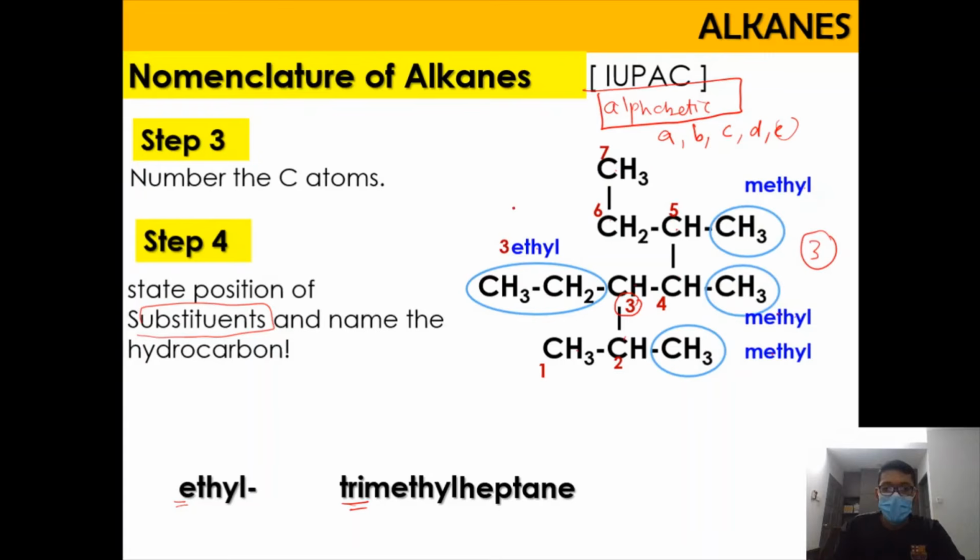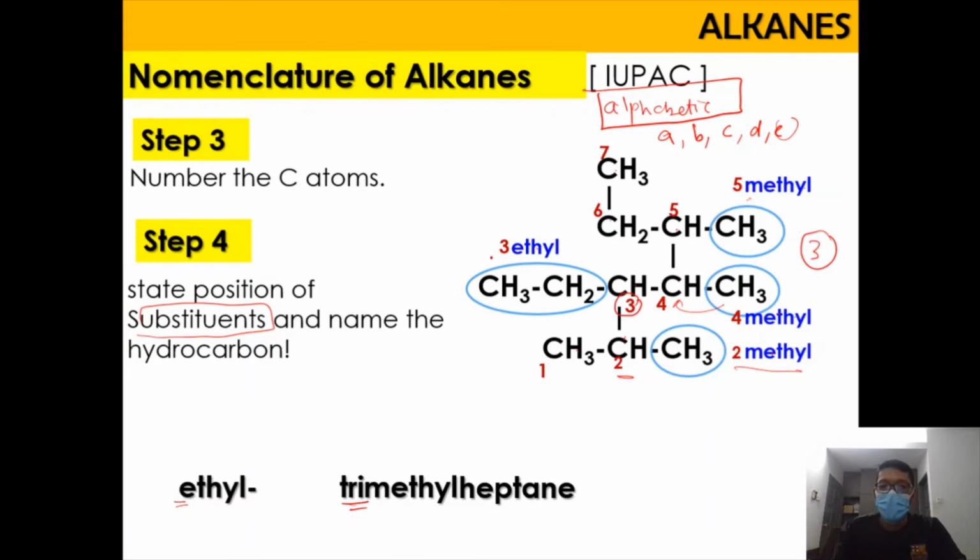So in this situation, you can see that the ethyl is situated at carbon number 3. So it's gonna be 3 ethyl. Meanwhile, the methyl here is situated at carbon number 2. So it's gonna be 2 methyl. The next branch here will be situated at carbon number 4. So it's gonna be 4 methyl. The next substituent here is situated at carbon number 5, going to be 5 methyl.